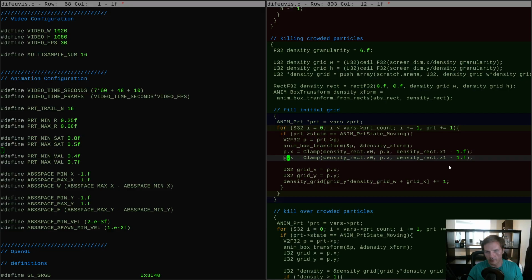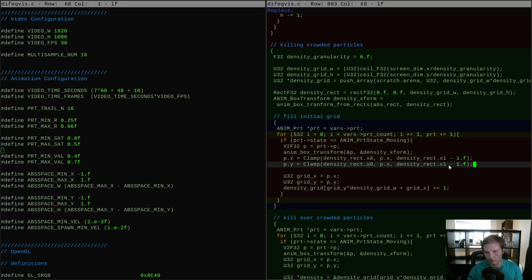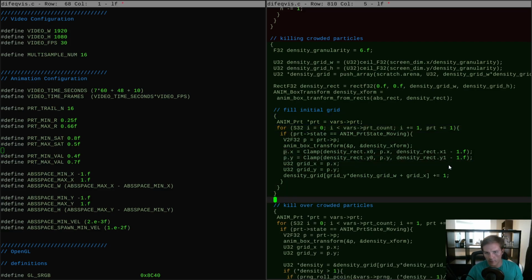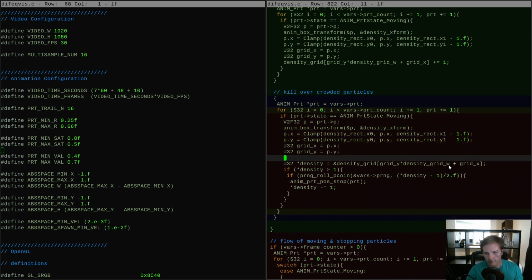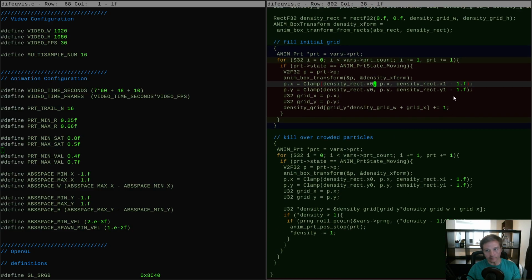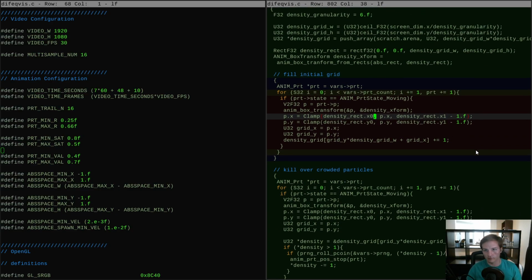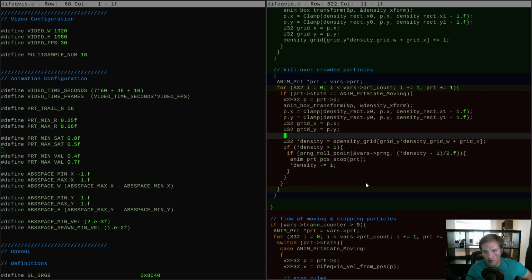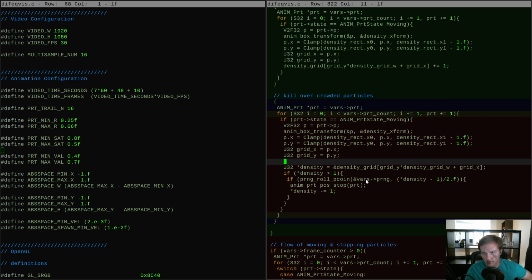Possibly even like this. Because for this purpose, it's not safe for this to be allowed to go outside of those ranges. So that's thing number one. Just make sure that's happening.